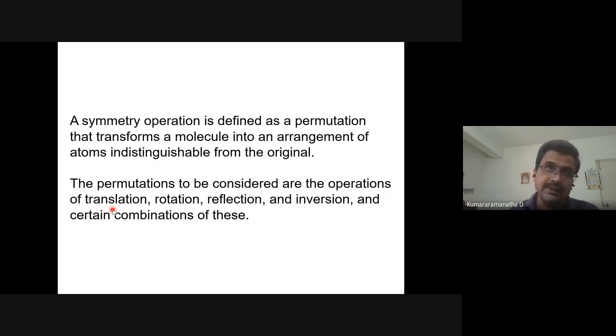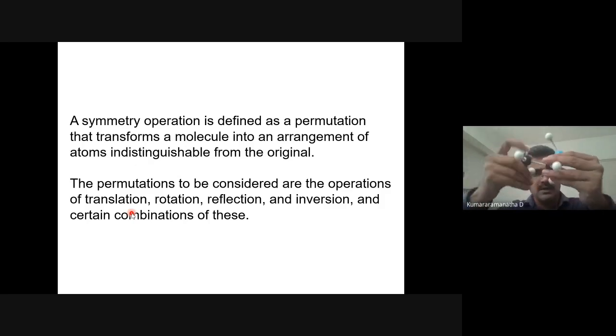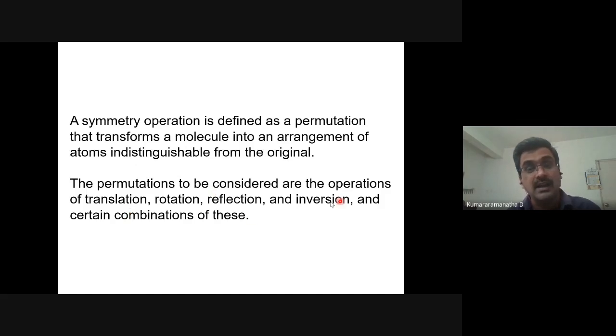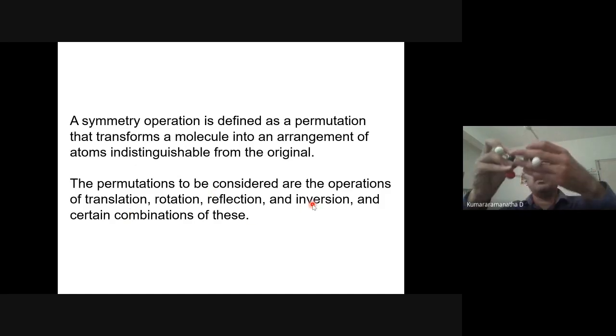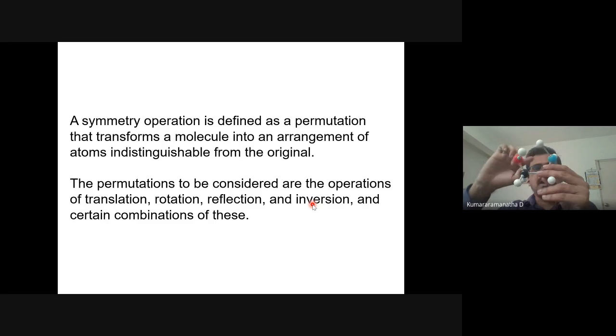Especially, you can do translation. Translation means you have an object here and you move it further, like x to x plus y. Or you can rotate, or you can do a reflection. Take a mirror, you get a reflection. And inversion, for example, now this carbon, this blue ball, and the corresponding red ball are inverted. Of course, it's not only these four, but you can combine them. Any of these, if you do, you get symmetry.